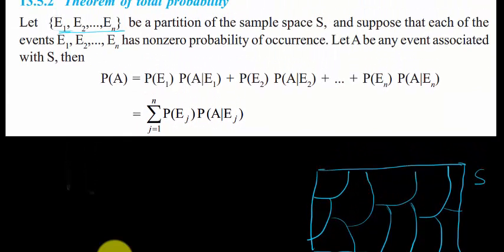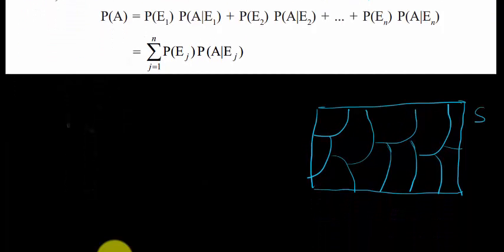Suppose that each of the events has a non-zero probability. Let there be an event A associated with S. So this event A is such that it is something like this. So it's overlapping all the sample space. I'm going to use a different color for this. I hope that I can actually draw it on that itself. Okay, I think I can do that. Yeah, now this is the event A that I'm talking about.